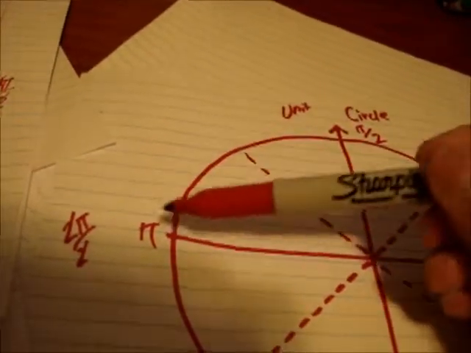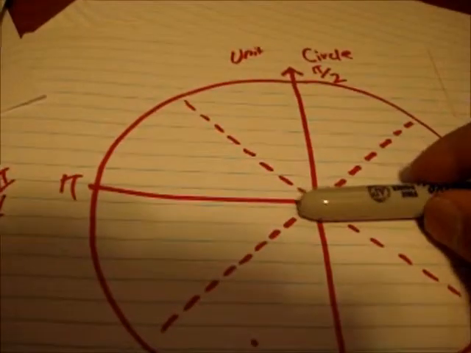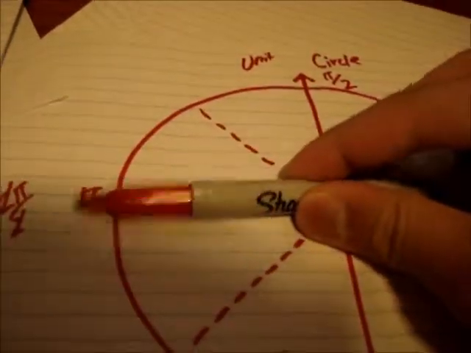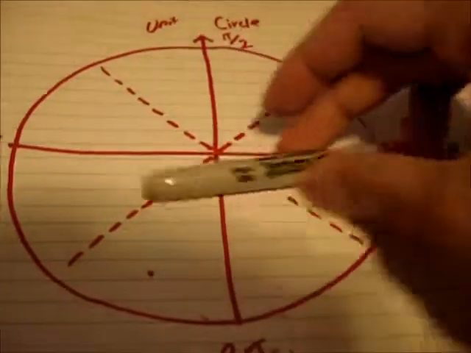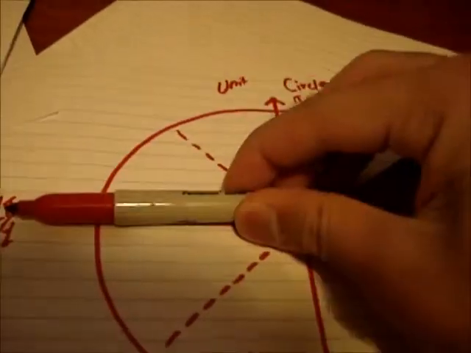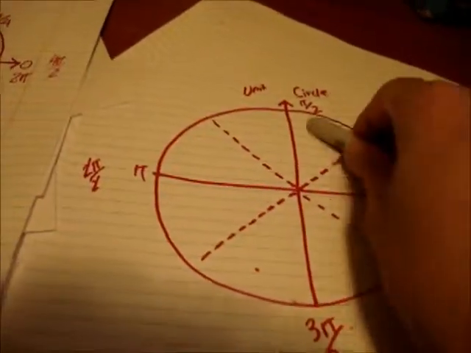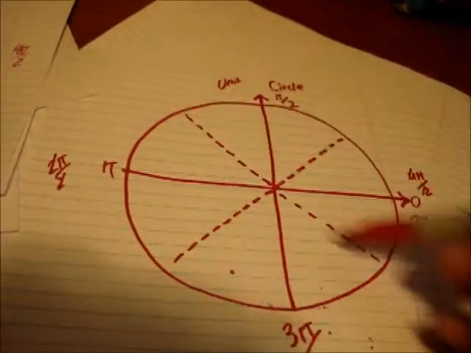Remember when I told you pi radian does not equal 1 radian? Because pi radian is half the circle and 2 pi is all around the circle. So now you know 0, pi over 2, 2 pi over 2, 3 pi over 2, and then 4 pi over 2. That's how you find these ones. Okay, now let's go for the x.